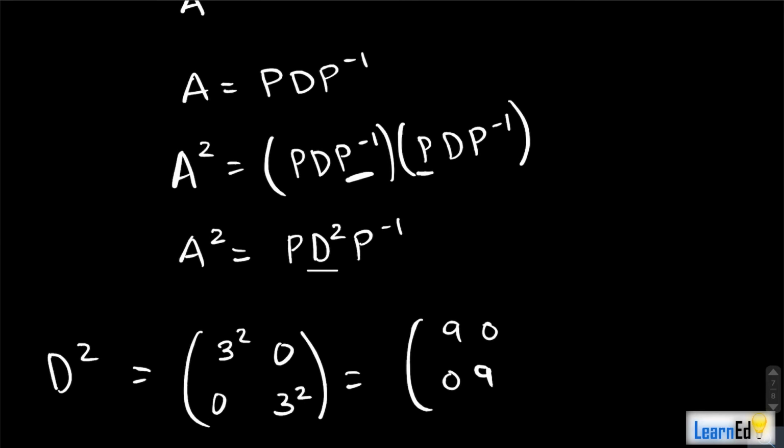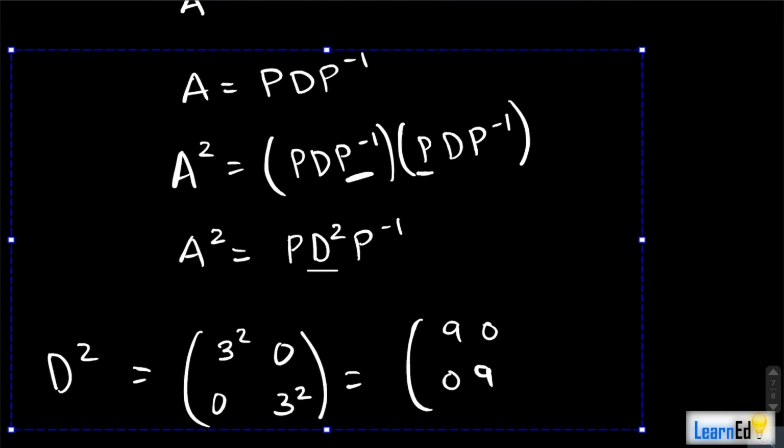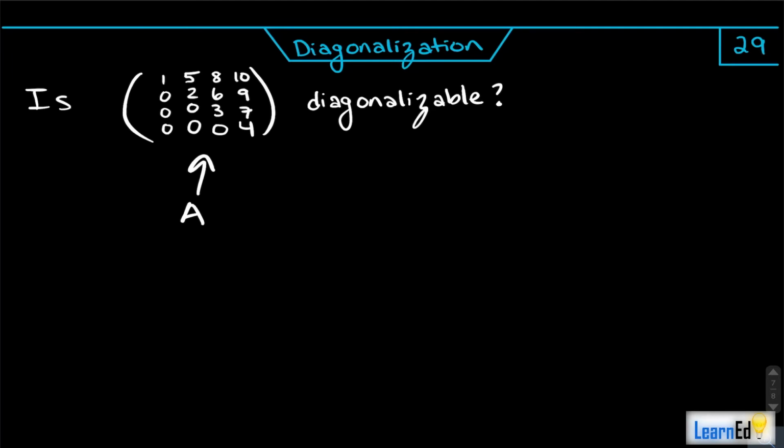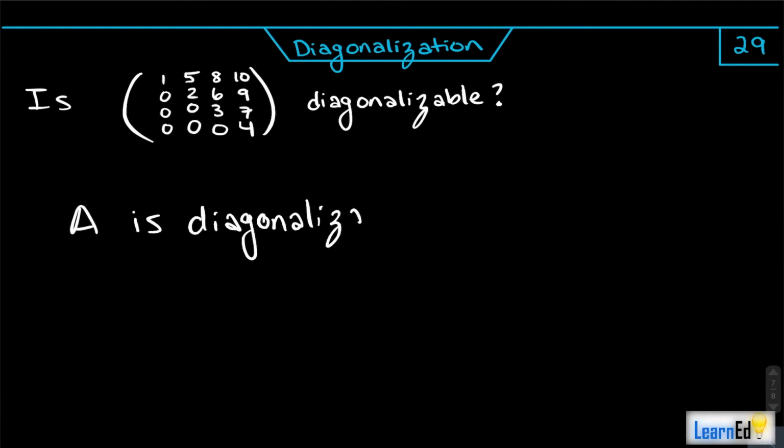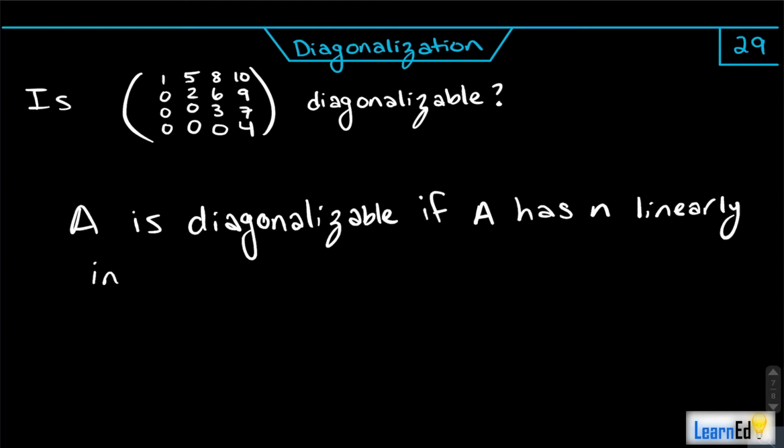So how do we know if we're able to get a matrix D from A? Well, basically the theorem behind this is that A is diagonalizable if A has n linearly independent eigenvectors.